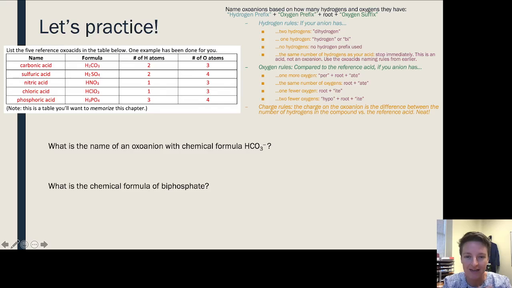And then I can go ahead and just double check and make sure the charge makes sense. Because I'm going from formula to name, not name to formula, I don't have to determine this myself, but I want you to notice that this compound has 1 hydrogen versus the 2 found in carbonic acid. And so that difference, 2 minus 1, is where we get the -1 charge from. So once again, this compound is going to be named hydrogen carbonate. Alternately, you could call this compound bicarbonate.